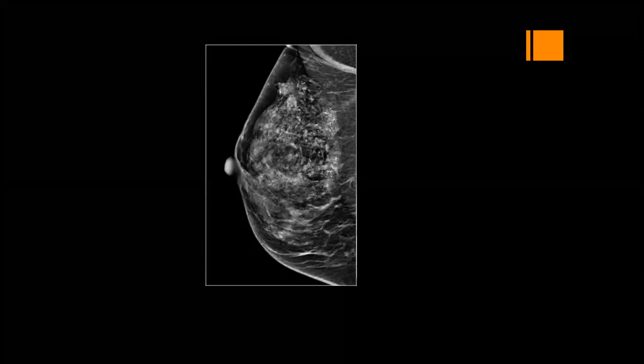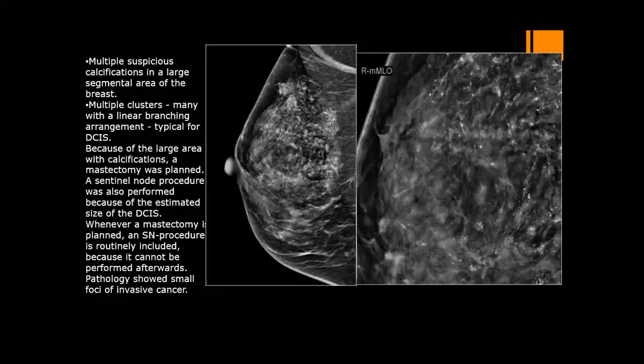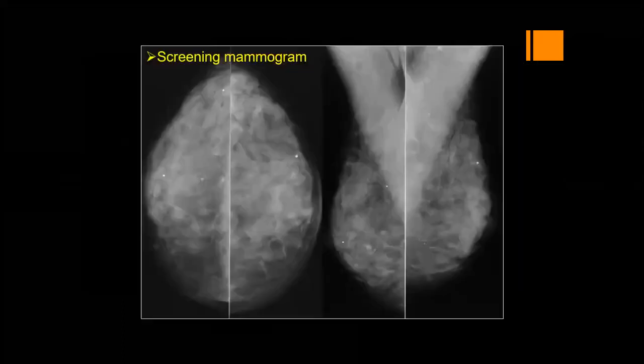From here, you could not appreciate. Segmental. Yes, it is segmental, especially in the upper part. Yeah, so it will be 4C. This is a 4C. Yeah, and it is a case of DCIS. Typically extensive DCIS. Okay.